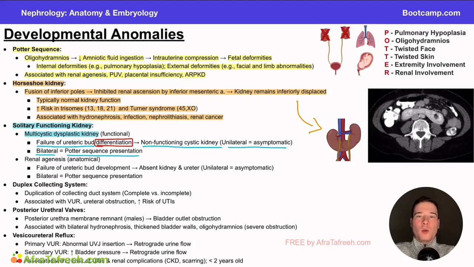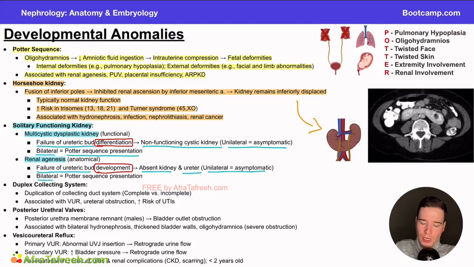Now, the reason I highlighted the word differentiation here is because it's slightly different than our anatomical variant, which is renal agenesis, where you have a failure of the ureteric bud development. So it's not that the differentiation is a problem, it's that it doesn't actually develop at all. You have absence of the ureteric bud, and thus you have an absent kidney and ureter. Again, if this is unilateral, it's going to be asymptomatic. However, if it's bilateral, it's going to present with a Potter sequence presentation for the exact same reasons we just talked about.